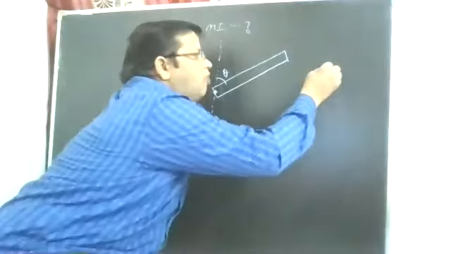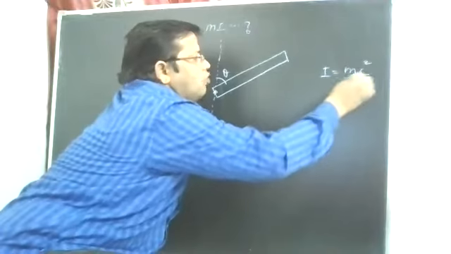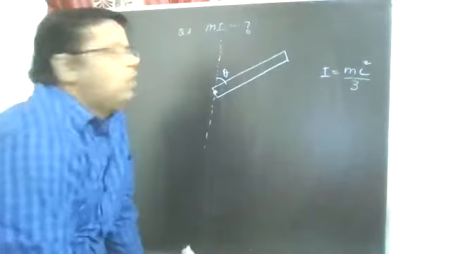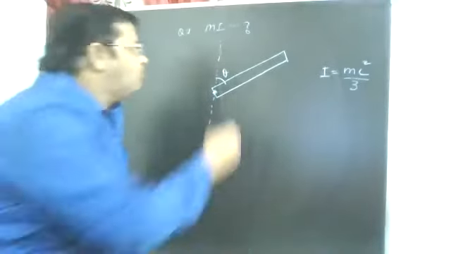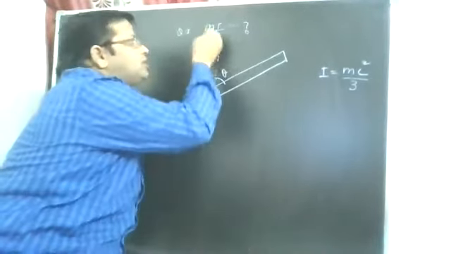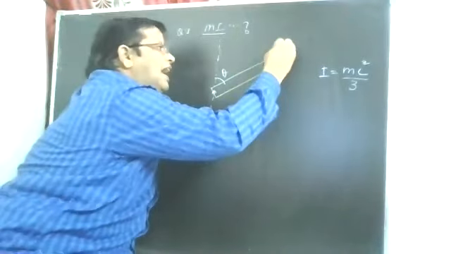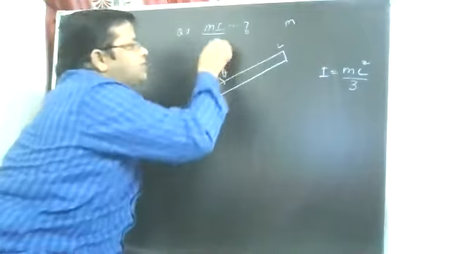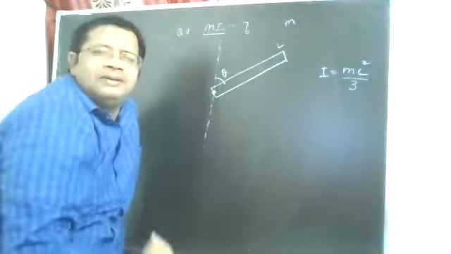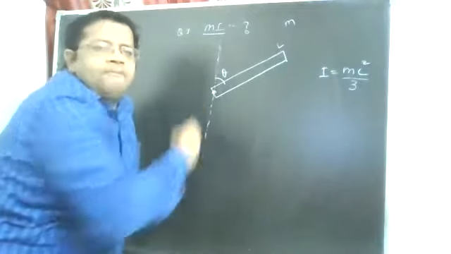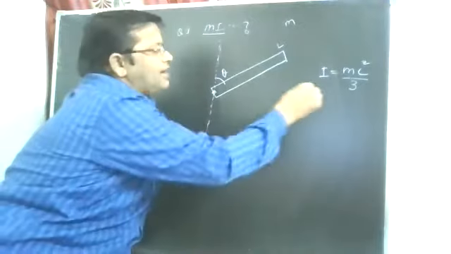You have studied this formula already: ML square by 3. Now, will there be any change? See here, it moves again like this. What is this question? To determine the moment of inertia of a rod of length L and mass M about an axis passing through its end, and this rod is inclined by an angle theta with the axis. It is not perpendicular.